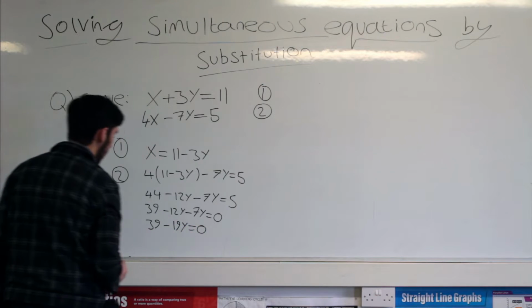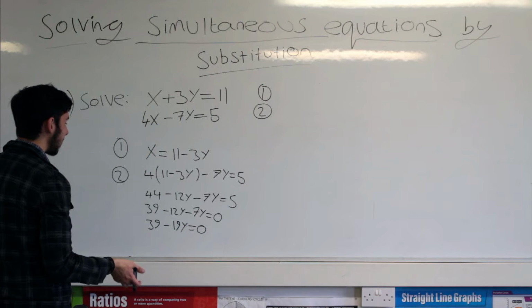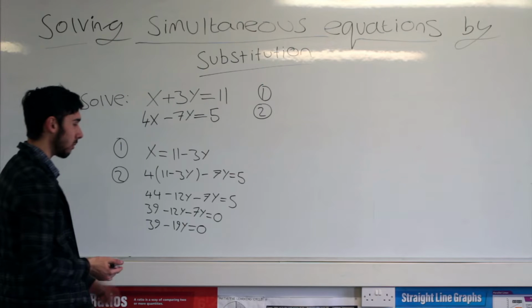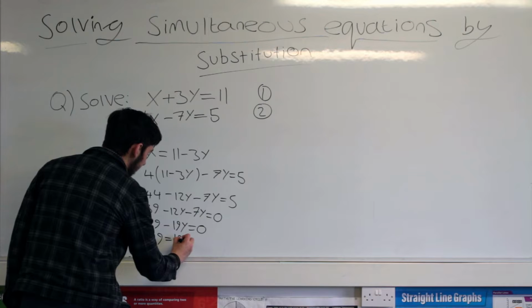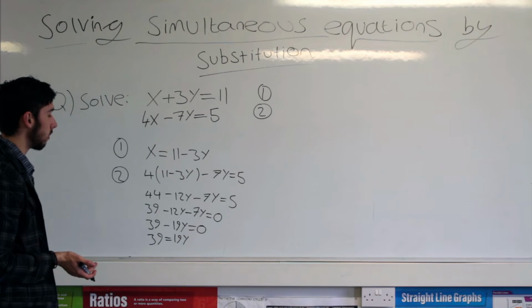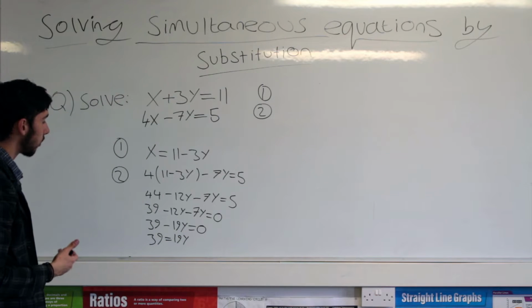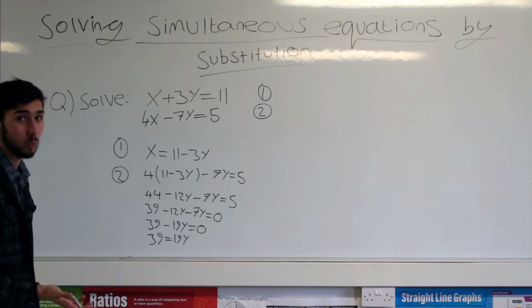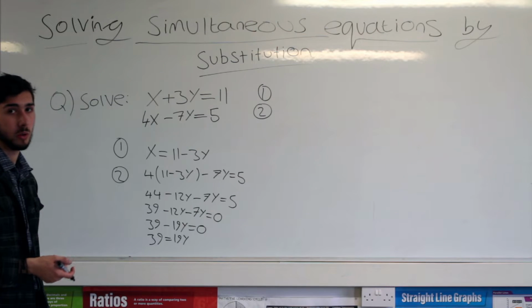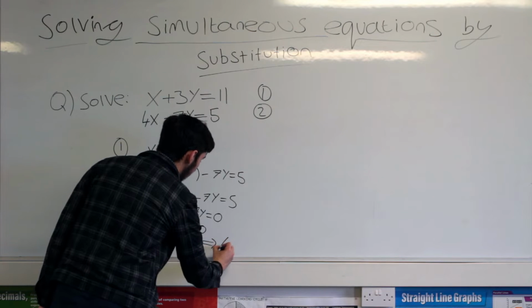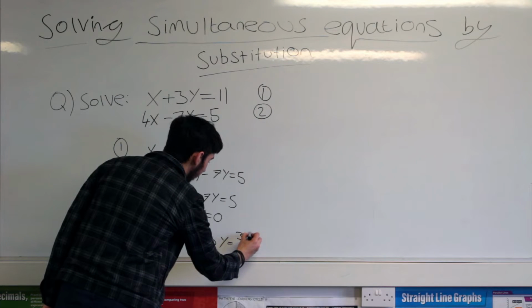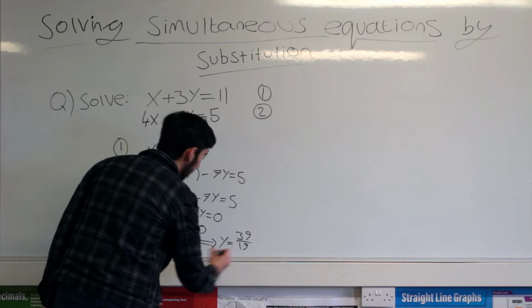That's equal to 0. And I'm going to add 19y to both sides because I don't want negative 19y. So I'm going to have 39 is equal to 19y. Okay, I've added 19y to both sides. Now I don't want 19y, I want y. So I'm going to divide both sides by 19. I'm going to get y equals 39 over 19, okay?